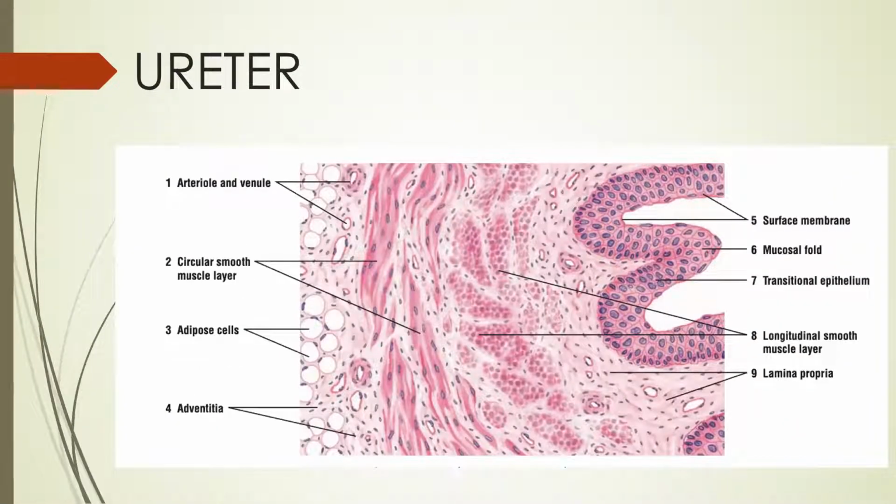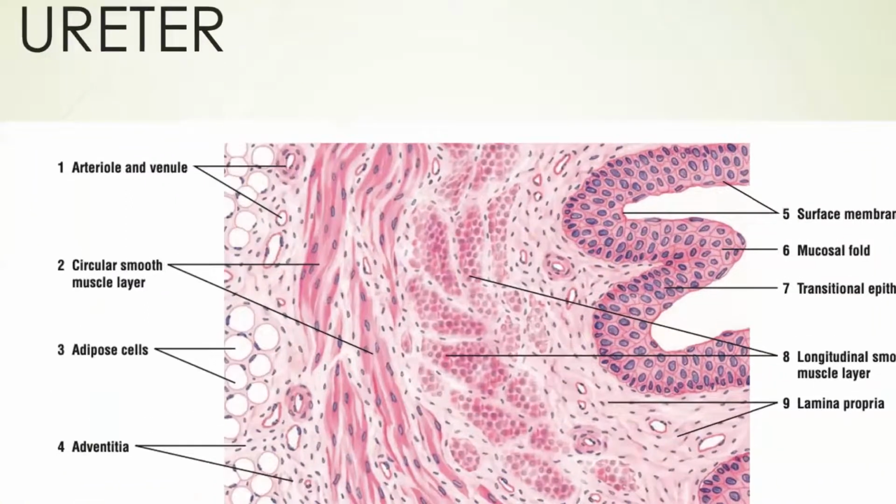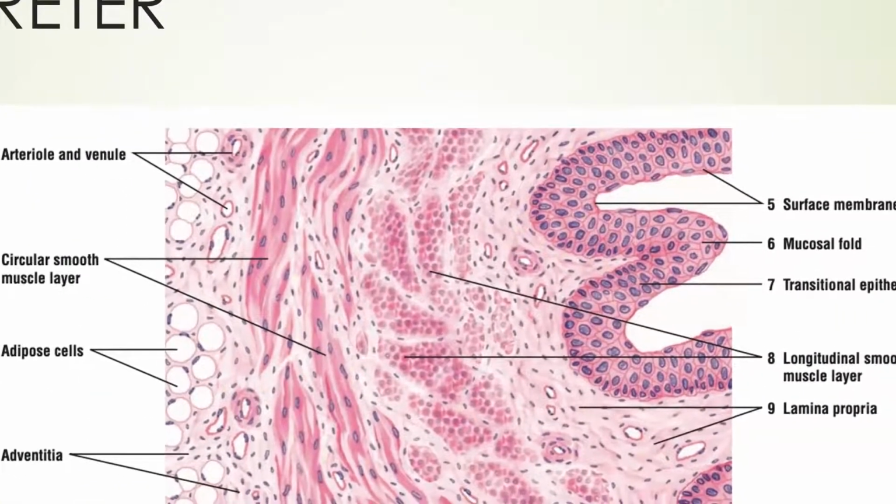This is higher magnification of the ureter. In this magnification, you can see the transitional epithelium here. You can see the lamina propria and tunica submucosa. These are connective tissue which mix together. You have longitudinal and circular smooth muscles after that. And then you can see the tunica adventitia.